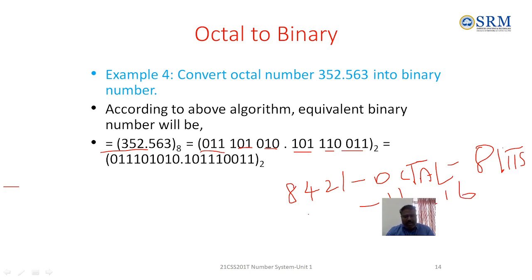Okay, so 8-bit means we want to choose this one. Otherwise, if it is 8421 for hexa, we want to choose all the numbers for hexadecimal. So this is for octal and this is for hexadecimal.